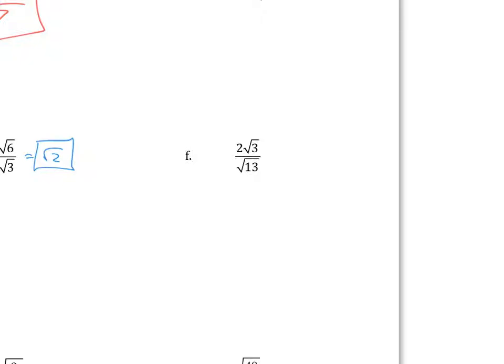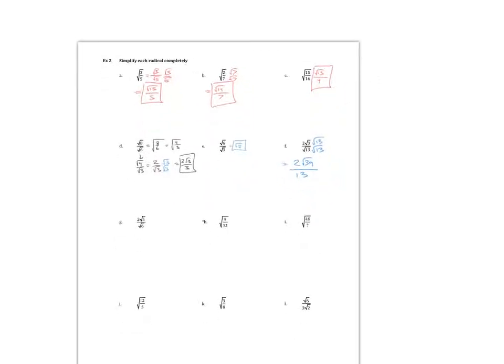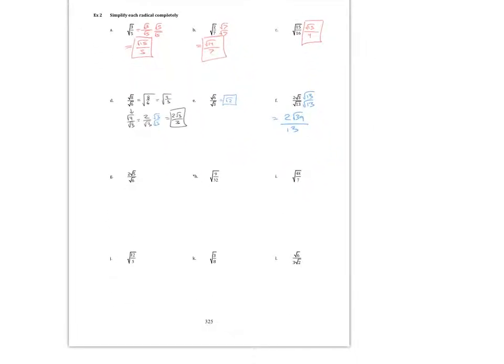Let's do F. Here, 13, the only way to get that to be a perfect square is to multiply by 13. So I'm going to go root 13 to the bottom, root 13 to the top, and I get 2 root 39 on top over 13. Notice I did the square root number times the square root number, and I left the 2 alone outside. Oh, all right. And finally, I think we should look at H and maybe K as well.